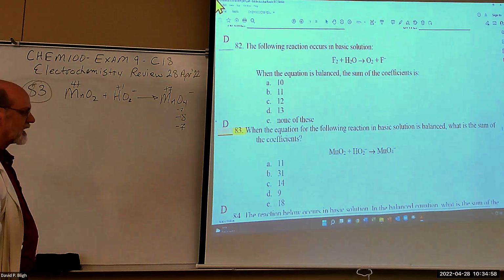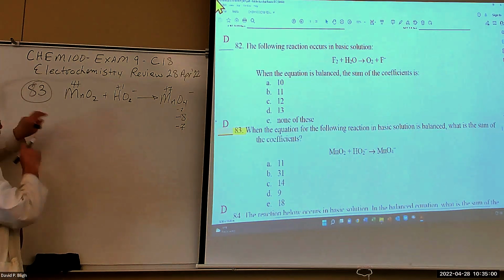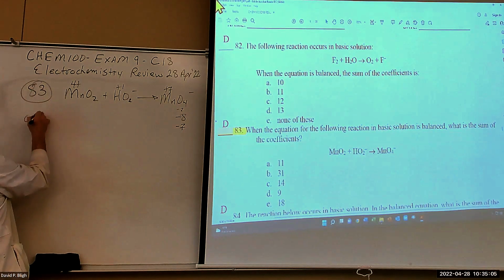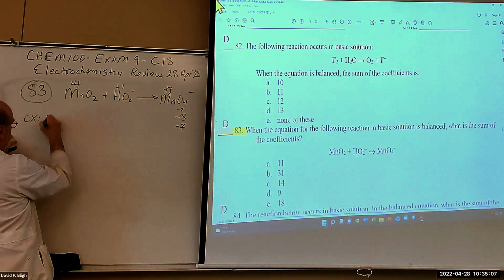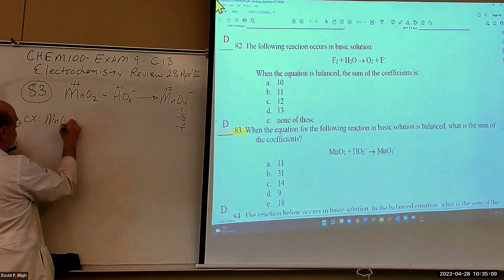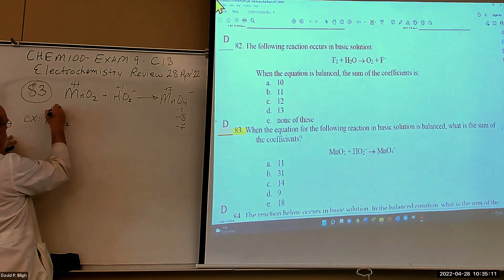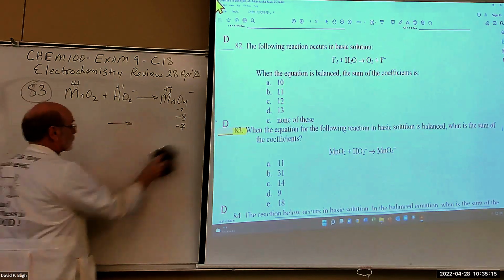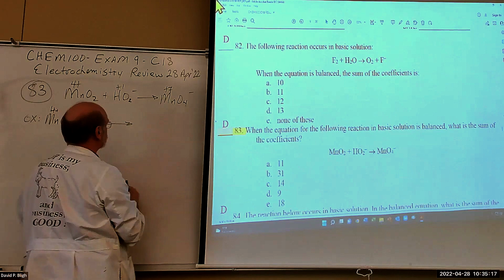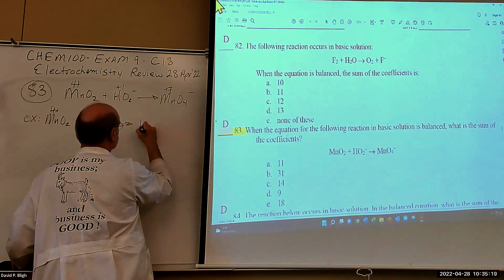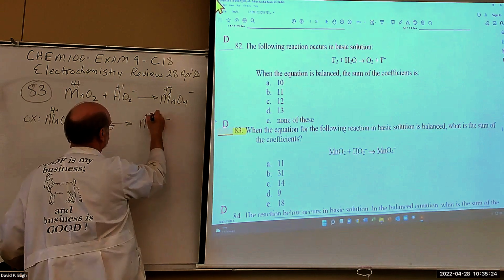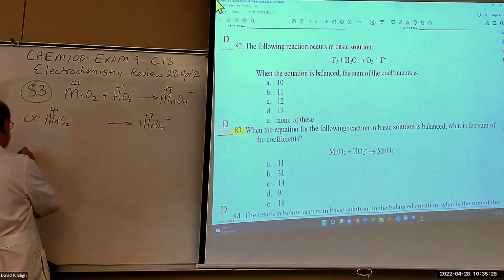This one might be a little tricky. We know that manganese is being oxidized, so we can write that. This one, O2, let's make some room here. And it ends up over here as this one, +7. That's the oxidation step.